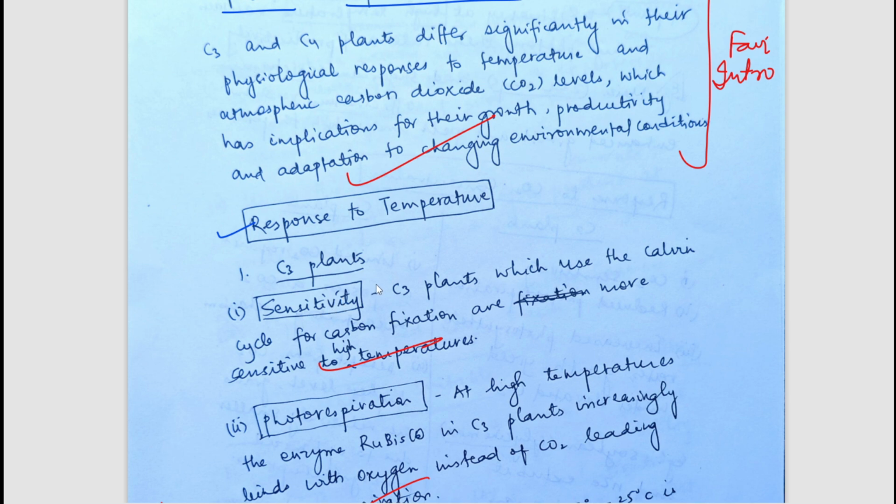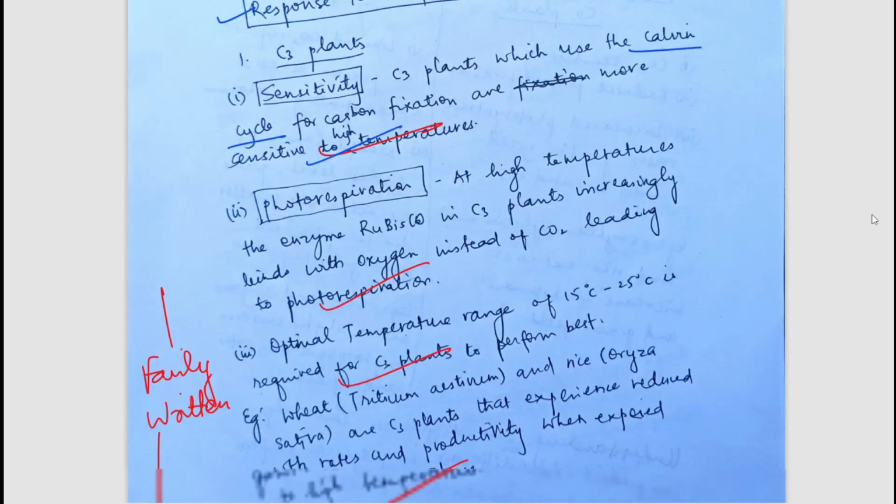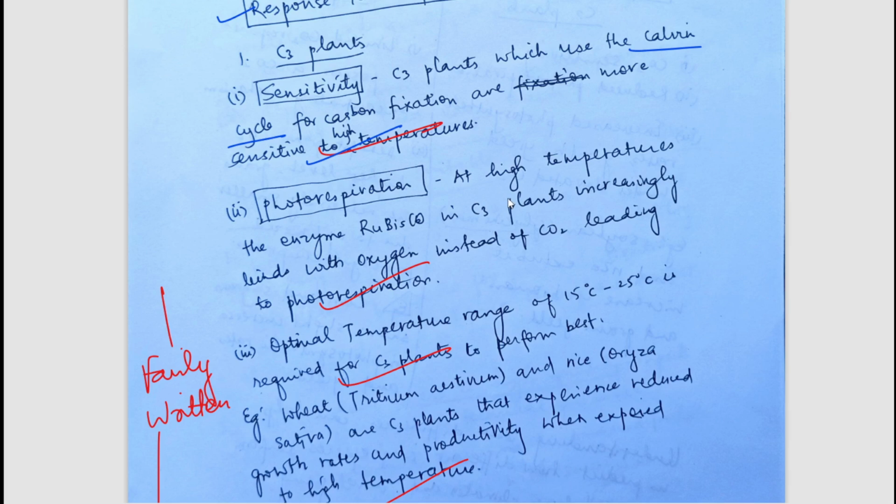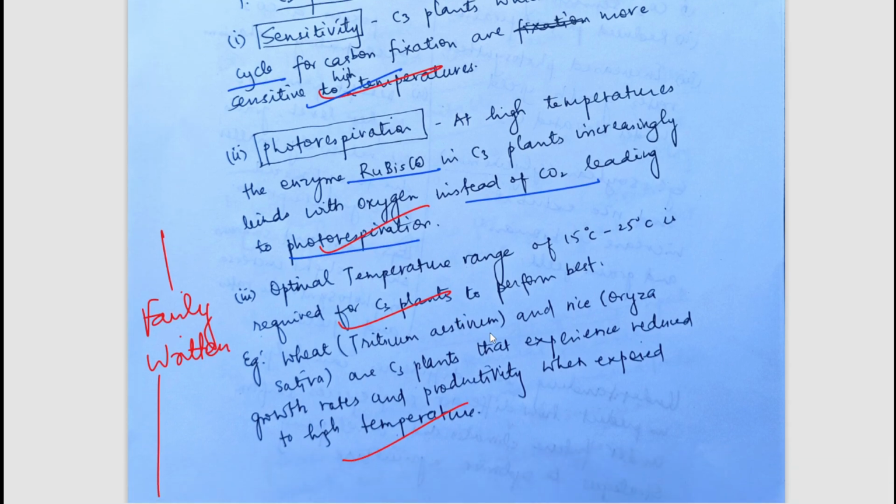Obviously, sensitivity has been mentioned: C3 plants, you all know, use the Calvin cycle, so they are more sensitive to high temperatures. Then photorespiration has been mentioned. At high temperatures, the enzyme Rubisco in C3 plants increasingly binds with oxygen instead of CO2, leading to photorespiration. Optimal temperature range has been mentioned, and examples of wheat and rice have been mentioned. So a fairly written answer with examples.